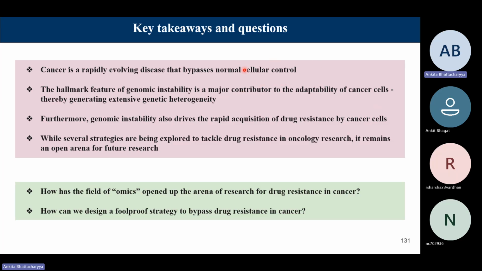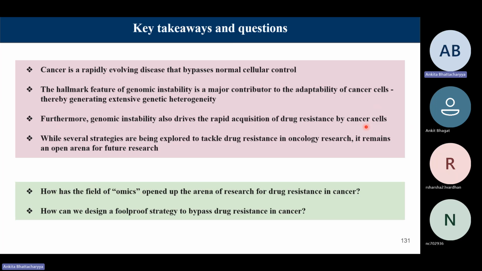By this, I would also like to bring your attention back to the hallmark feature, which is genomic instability, a major contributor to the adaptability of these cancer cells, which leads to a lot more genetic heterogeneity. And of course, the other enabling characteristics are also important, which lead to lineage plasticity and also the interaction with the TME or the tumor microenvironment. Furthermore, genomic instability also drives the rapid acquisition of drug resistance as well.